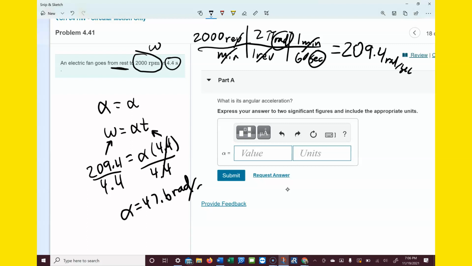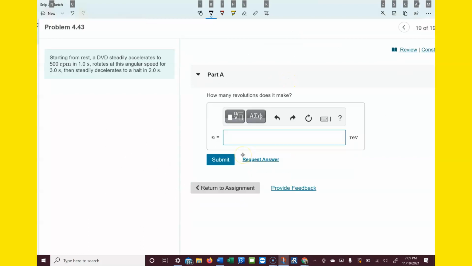Radians per second squared. That's the angular acceleration for that fan. Alright, and I think this is the last one that I was asked about. It's a slightly difficult one, just because we have 3 kind of phases for this problem. How many revolutions does it make?